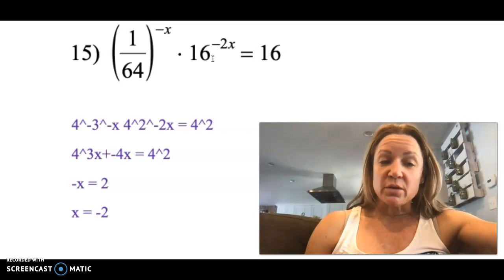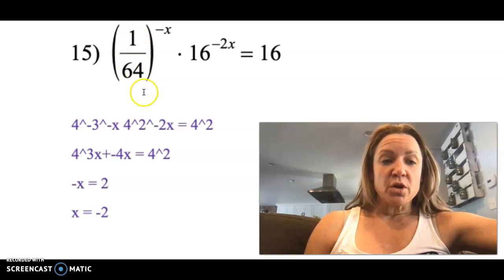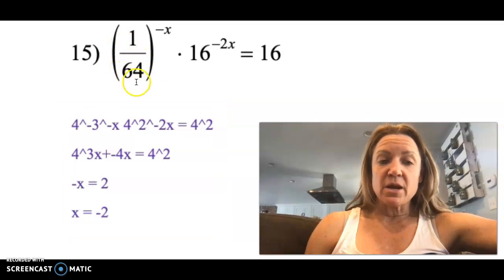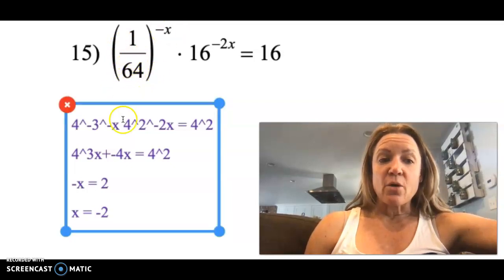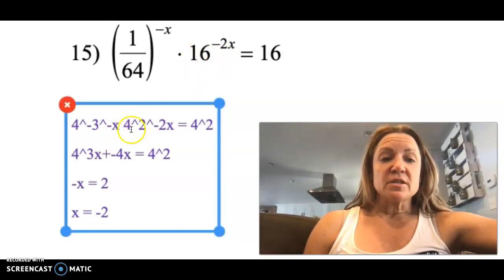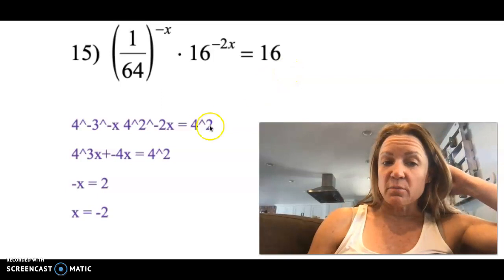So I did it with base of 4, but if you want to see it with base of 2, let me know. So this first expression, 1 over 64, I rewrote as 4 to the power of negative 3, because it's in the denominator, and then I took that to the power of negative x. This part of it, the equation, 16 is obviously 4 squared, all to the power of negative 2x. And on the right side of the equal sign, we have 16, which is just 4 to the second power.